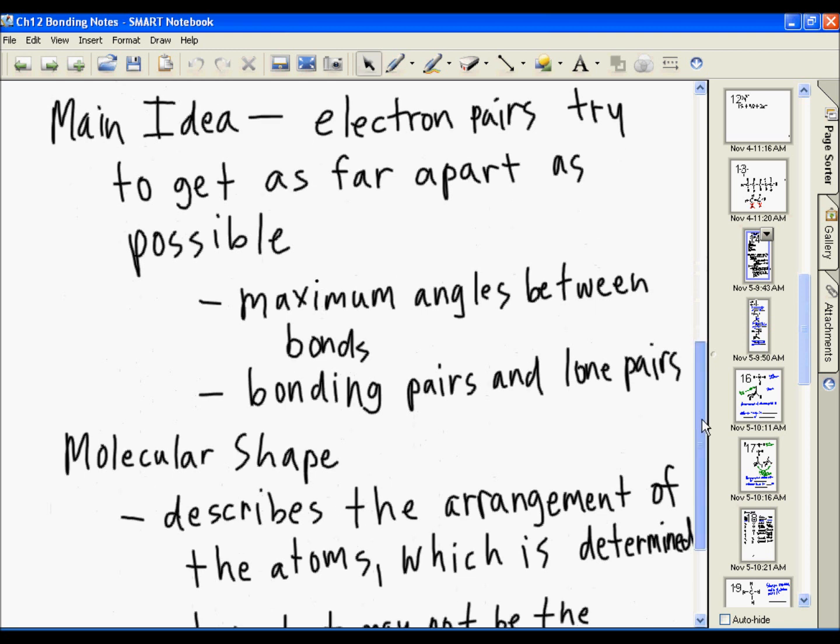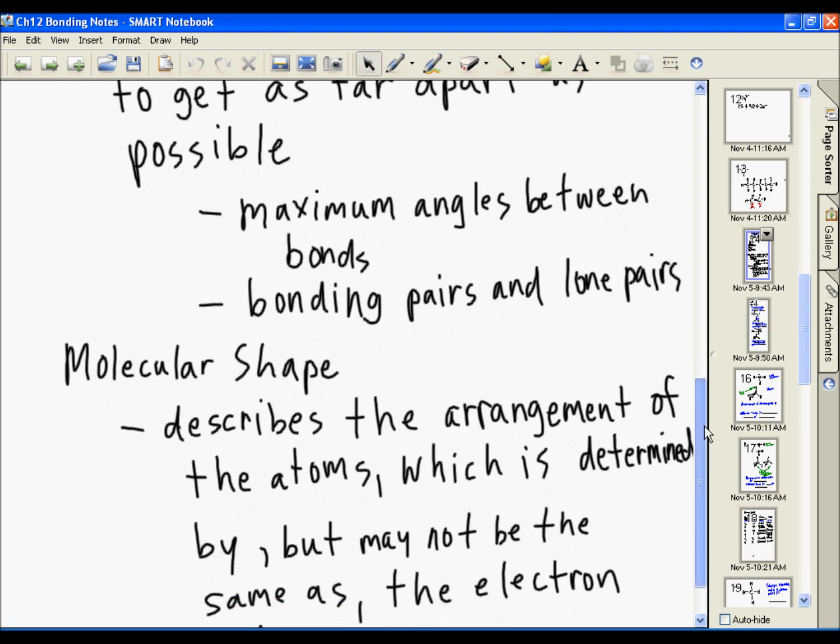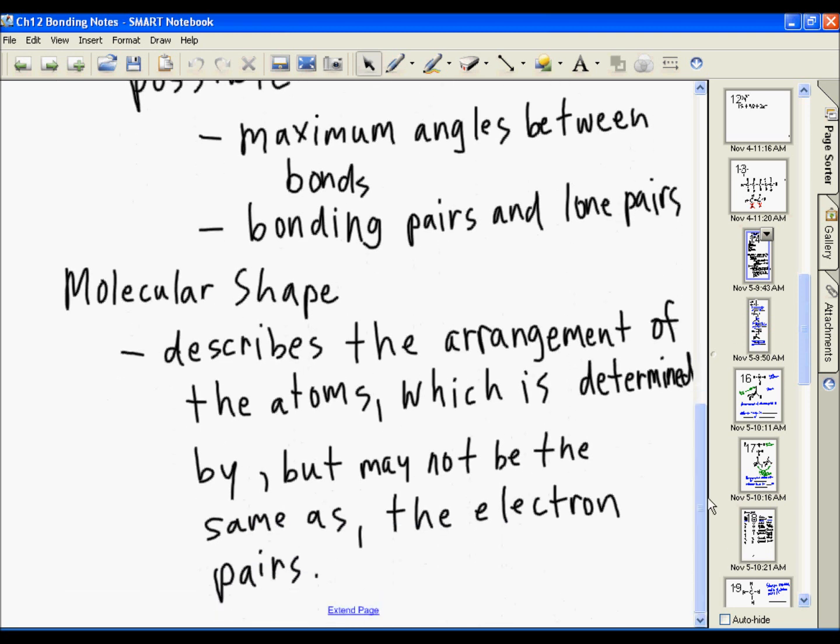And what that means is that when the electron pairs try and get as far apart as they can, they maximize their bond angles. So they have the largest bond angles possible. And that includes both the bonding pairs and the lone pairs. So it's not just the bonds. We have to take into consideration the lone pairs as well.